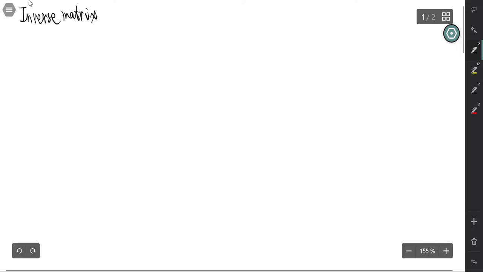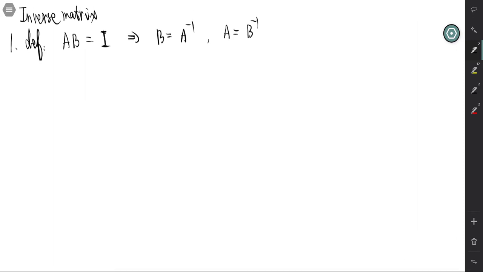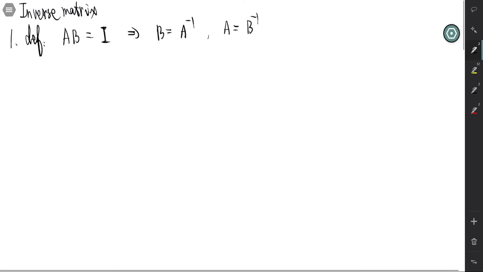Okay, now we review the inverse matrix. What is the inverse of a matrix? The definition is: if A times B equals the identity matrix, then we say that B is the inverse of A. Also, A is an inverse of B. That's the definition. If the multiplication of two matrices is the identity matrix, then they are inverses of each other.